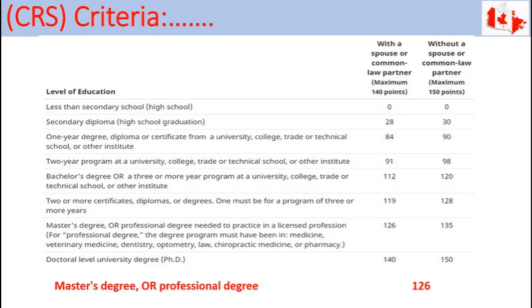Now you can see here there is a secondary diploma, bachelor's degree, two or more certificates, master's degree, PhD. There are different points for each type of degree. Now let's take the example of a master's degree. If you have a master's degree, you get a maximum of 126 points when you are applying with a spouse or a common law partner, and you get 135 points if you are applying without a spouse. Similarly with a PhD degree, you get a maximum of 140 points when you are applying with a spouse, and without a spouse you get 150 points. Now in this level of education, let's take the example of a candidate who has a master's degree. He can get a maximum of 126 points here.